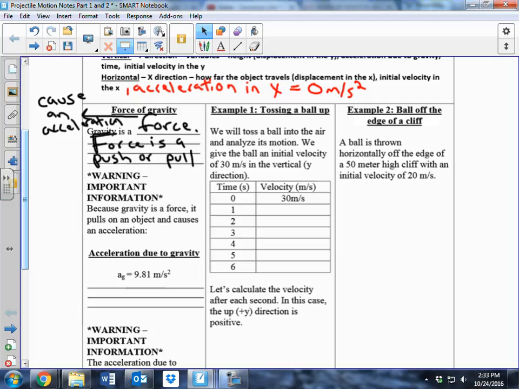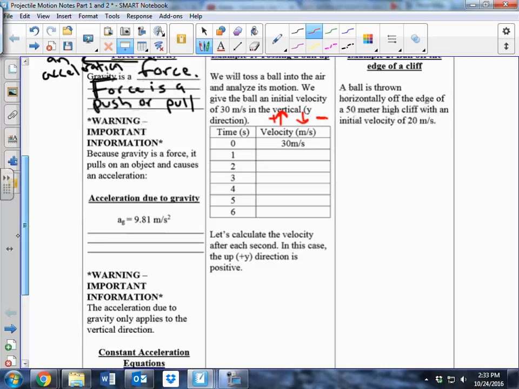So in this example, I'm going to toss a ball into the air and analyze its motion. We're going to give the ball an initial velocity of 30 meters per second in the vertical direction. Notice that I'm throwing the ball up, which means up has to be positive, down has to be negative. And remember, positive and negative numbers just mean our direction. It's impossible to truly have a negative 30 meters per second, but that just means I'm heading in the opposite direction. So let's use some math.